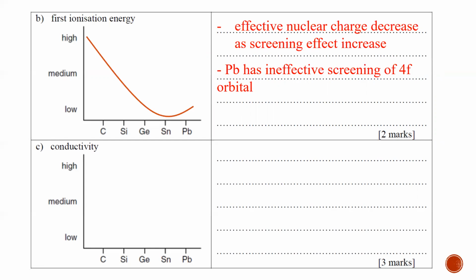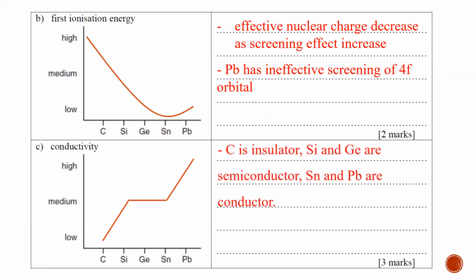Okay, in terms of electrical conductivity, carbon, as in diamond, has a low electrical conductivity, which is an insulator. Silicon and germanium are semiconductors, whereas tin and lead conduct electricity.